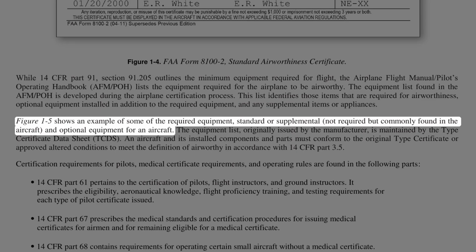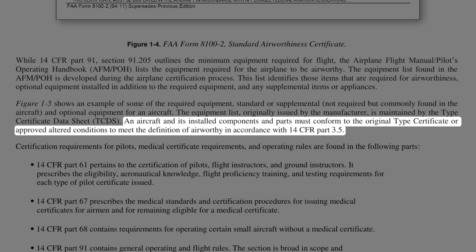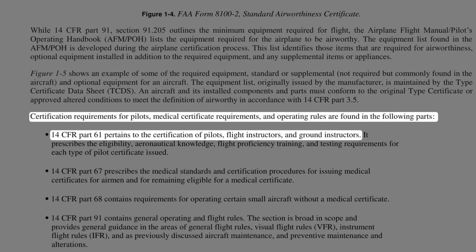Figure 1-5 shows an example of some of the required equipment, standard or supplemental, not required but commonly found in the aircraft, and optional equipment for an aircraft. The equipment list, originally issued by the manufacturer, is maintained by the Type Certificate Data Sheet, TCDS. An aircraft and its installed components and parts must conform to the original type certificate or approved altered conditions to meet the definition of airworthy in accordance with 14 CFR Part 3.5.